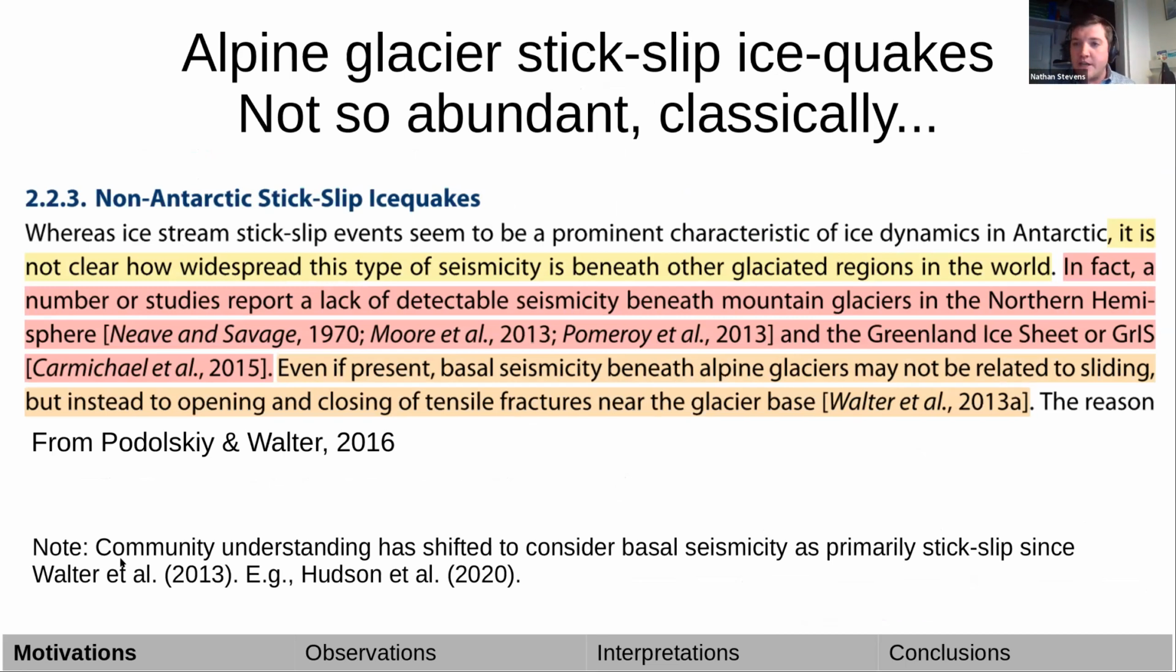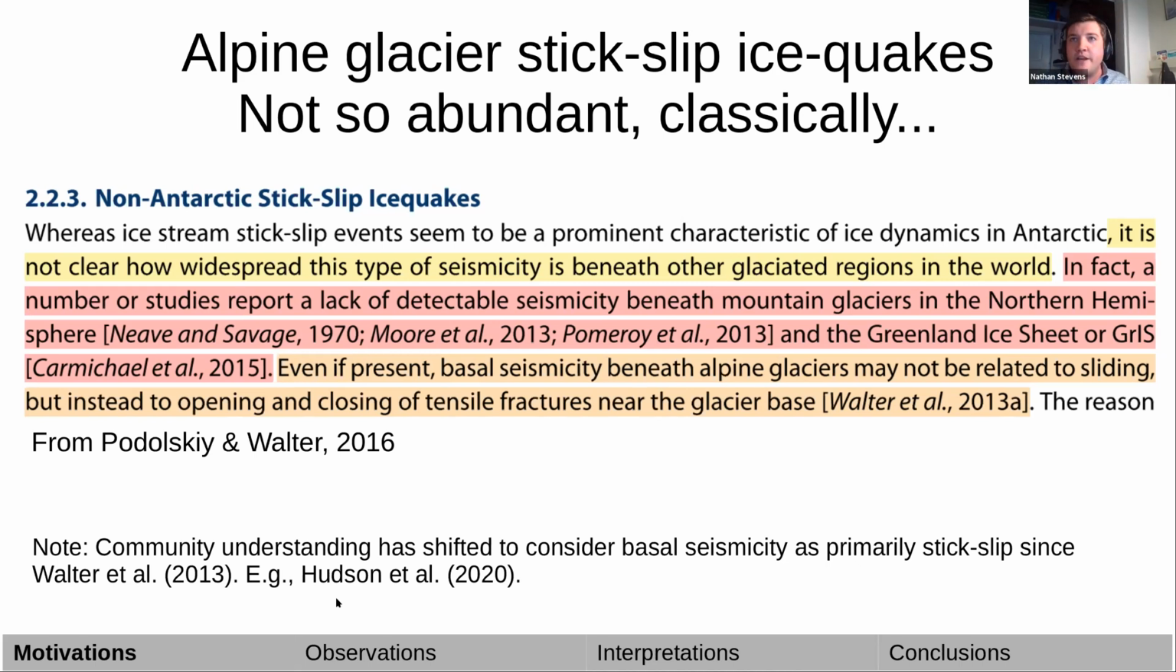This comment from Podolskiy and Walter in 2016, in the red, says that these events are rather rare at the base of alpine glaciers in North America, but they are fairly prominent features in polar settings. They also comment that basal seismicity may not be related to stick-slip, but community understanding really has shifted in the last 7 or fewer years since Walter et al. That really we are looking at stick-slip mostly.